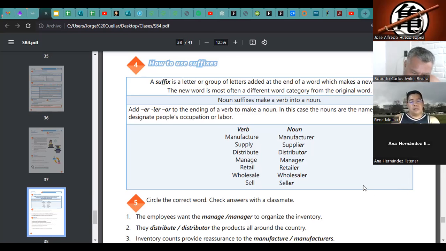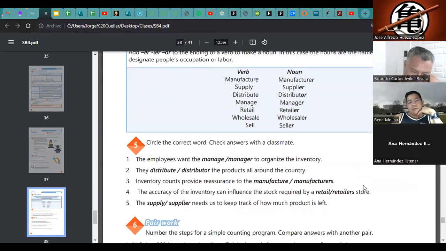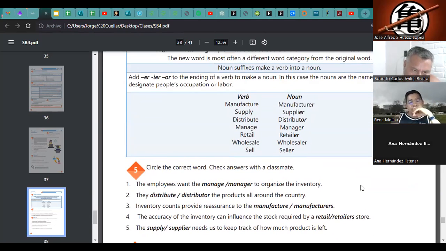Okay, so let's do the exercise. Here is the exercise. It says, circle the correct word, check answers with a classmate. I'm going to give you a few minutes to check that one and circle the answer, okay?